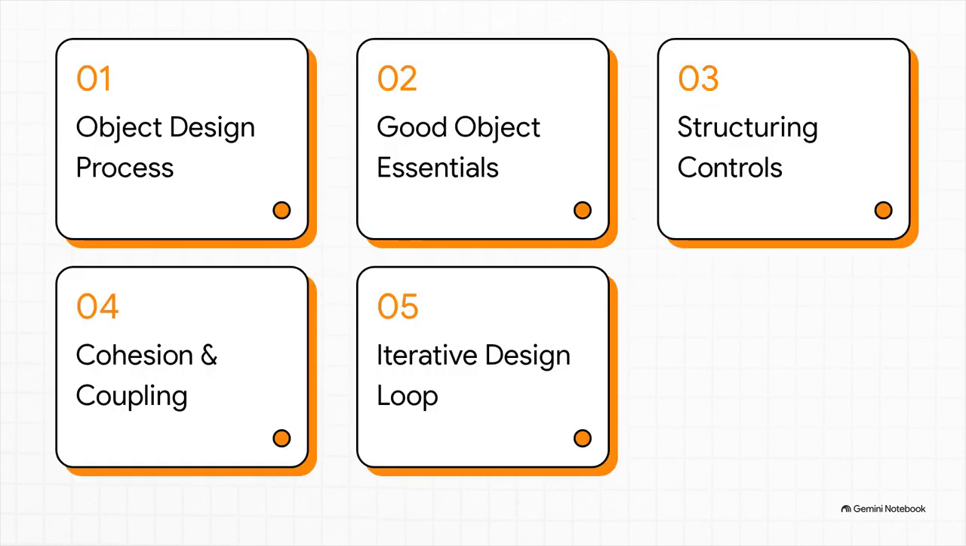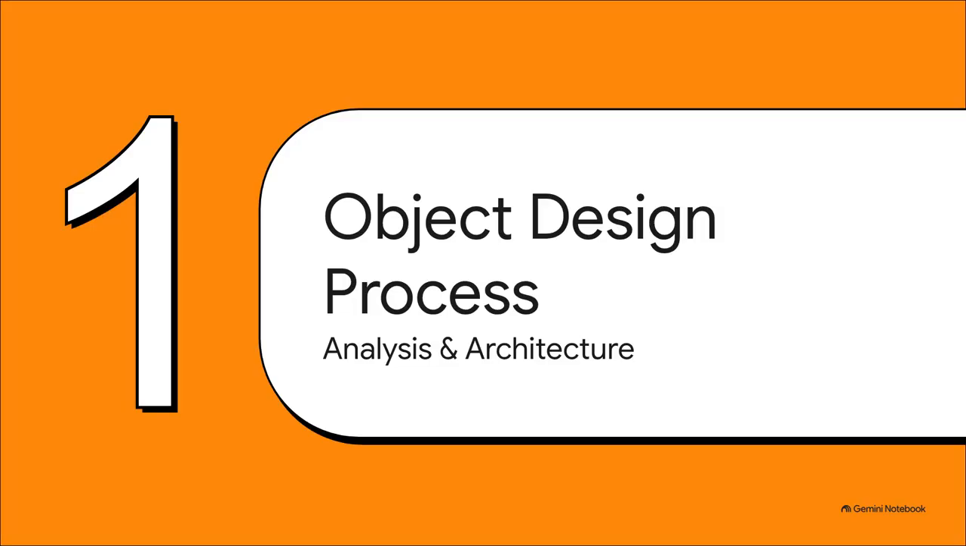All right, here is our blueprint for the explainer today. We'll be covering: 1. The object design process, 2. Essentials of good objects, 3. Structure and control objects, 4. Mastering cohesion and coupling, and finally, 5. The iterative design loop. So, let's jump right into part 1, the object design process, analysis and architecture.